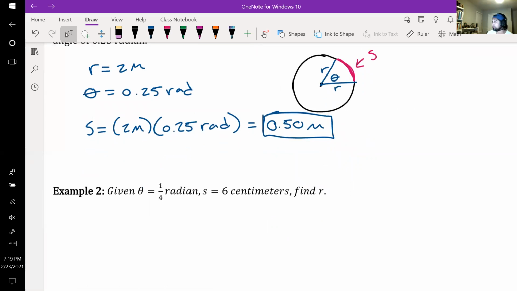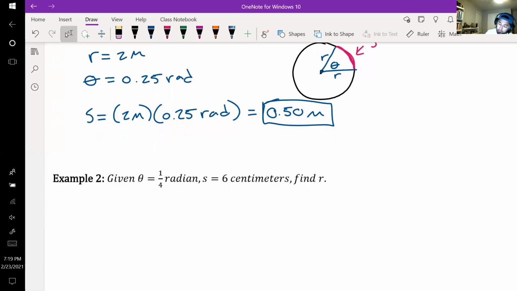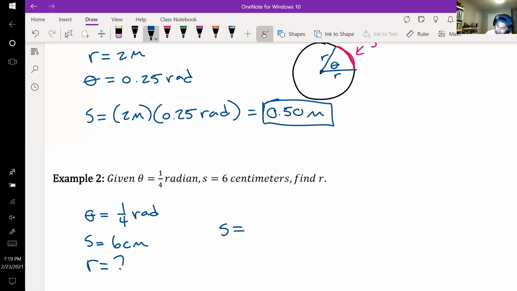Okay, so example 2: given that theta is 1/4 radians and S is 6 centimeters, find the value of r. So here we're looking for the radius. Using the formula S equals r times theta, it's easier to rearrange the formula and then plug in, or you can plug in and then rearrange, it doesn't matter. Here, I'm just going to rearrange and solve for r, which gives S over theta equal to r.